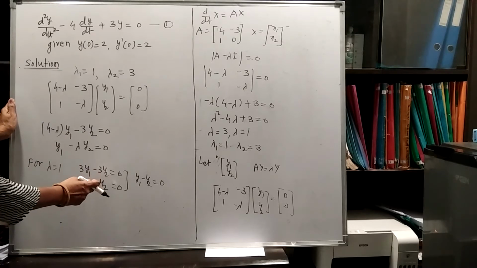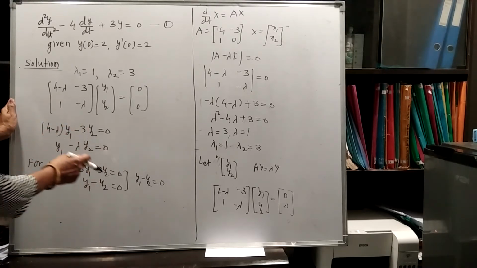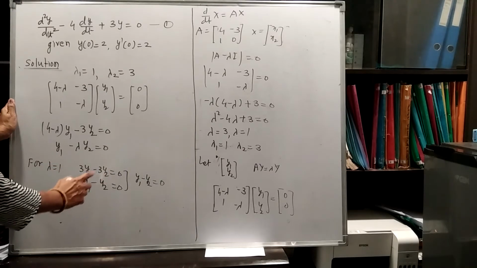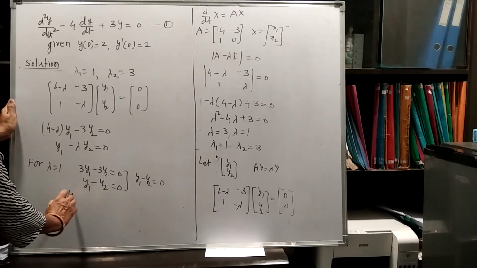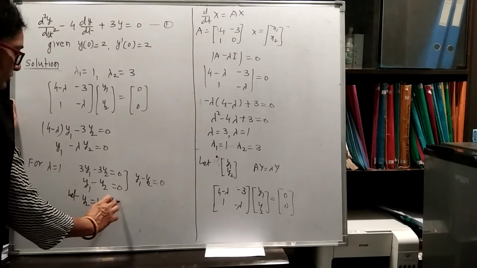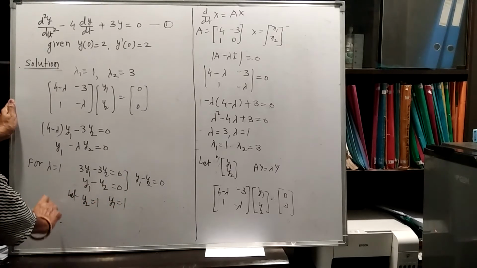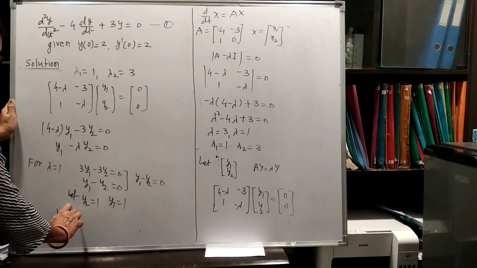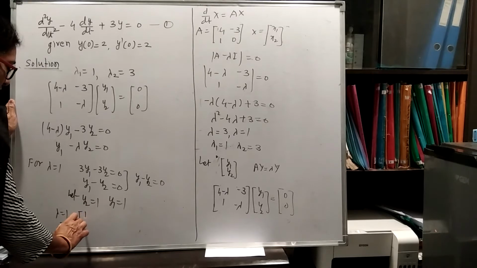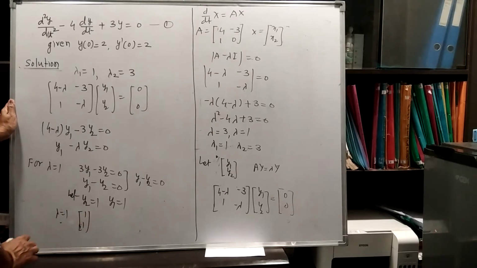Now one equation is there and two unknowns are there, so we have to consider any one value. So let y2 is equal to 1, so y1 is also equal to 1. So corresponding to lambda is equal to 1, our eigenvector is y1 is 1 and y2 is 1. So this is the eigenvector for lambda is equal to 1.